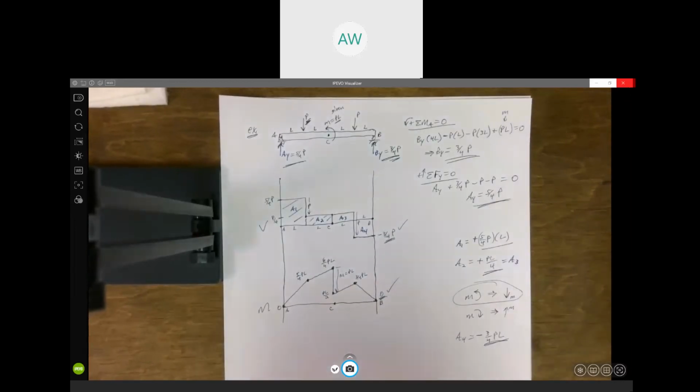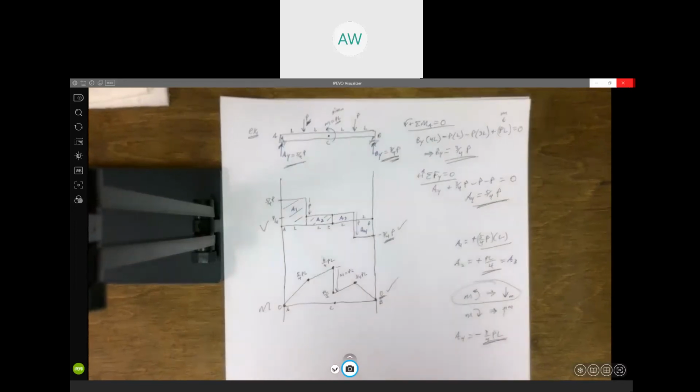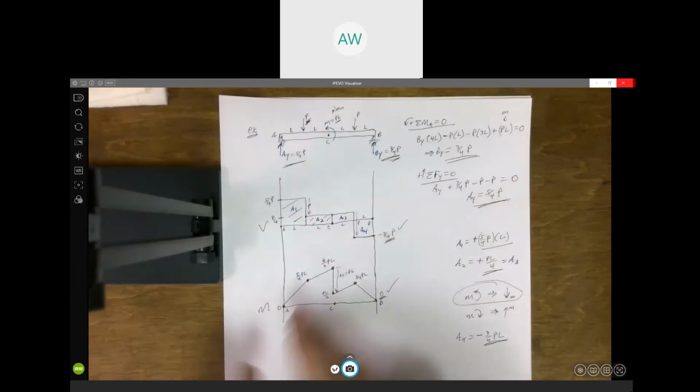All right, we're out of time. We're going to talk about how we know whether they're straight lines or curves. Another example tomorrow.